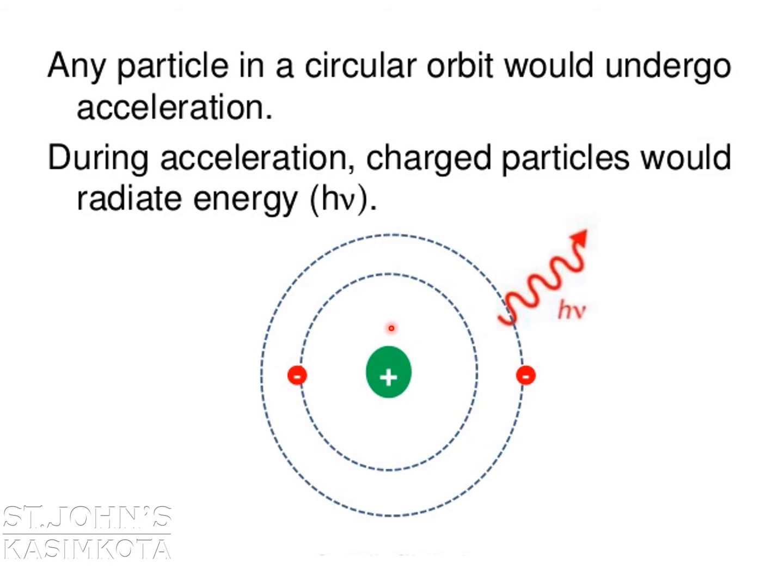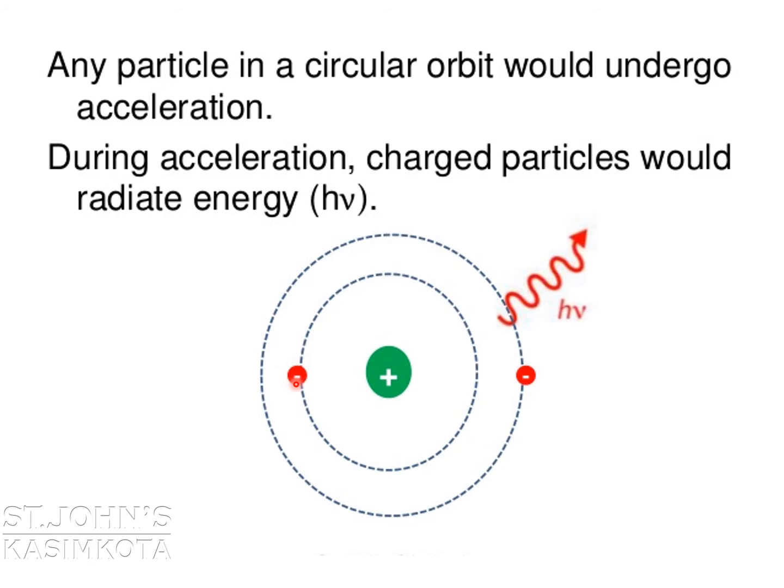So how can we conclude that this is proved wrong, or that an experimental value has to be found? It is very well known that any particle in a circular orbit would undergo acceleration, because whenever an object is moving in a circular motion, it will undergo acceleration, which means that its velocity changes. Imagine that this is the position of the electron.